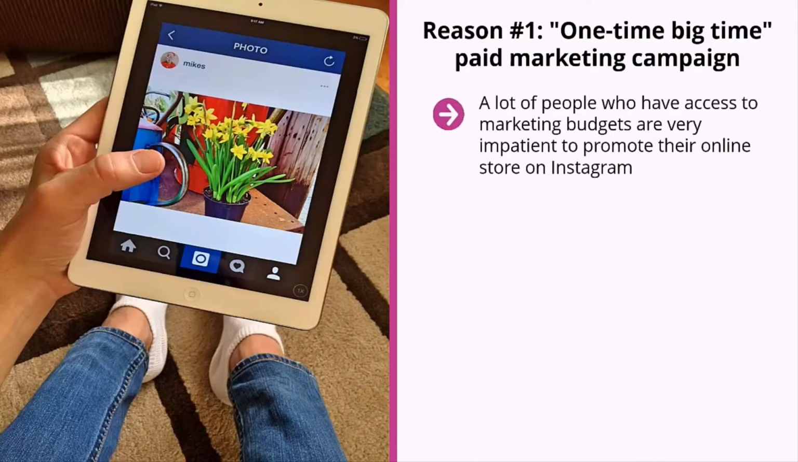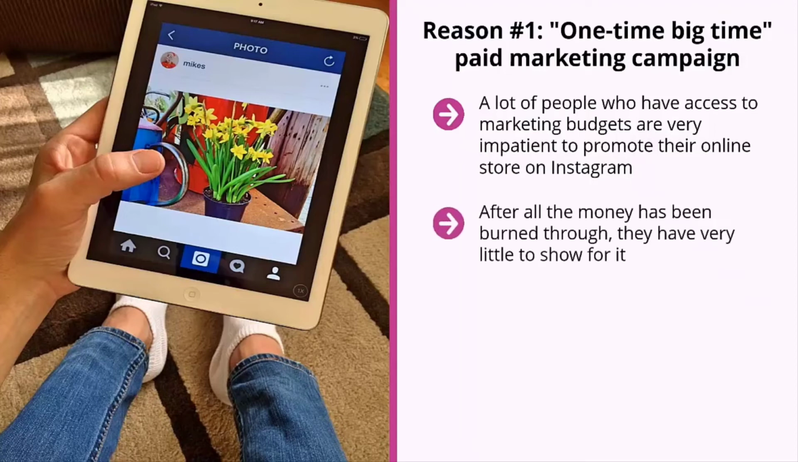A lot of people who have access to marketing budgets are very impatient to promote their online store on Instagram. They just jump in with both feet. They're clueless as to what they're doing. All they know is that they have a lot of money to spend, so they pump out ad after ad after ad. After all the money has been burned through, they have very little to show for it. The reason for this is because they believe they can just throw money at the problem.